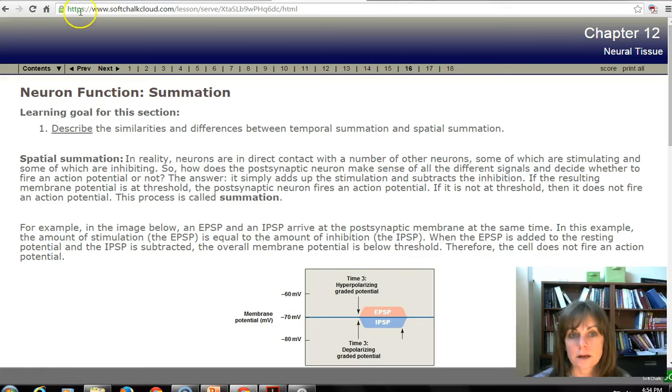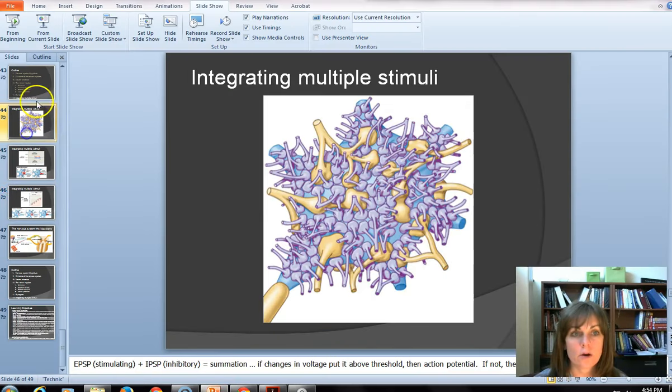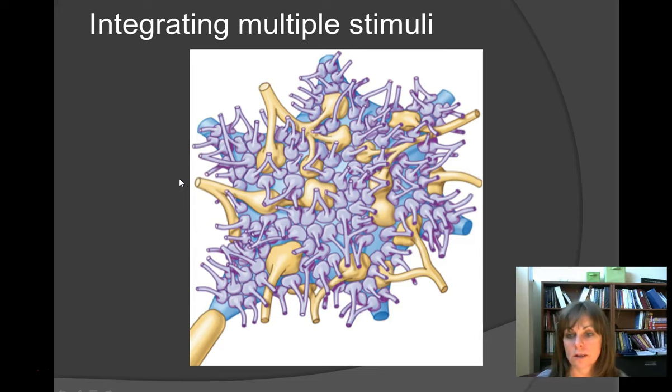Okay, so what I'd like to talk about now is this idea called summation. Just like if you take the word sum, it means adding up things. That's what we're going to be doing here. Let me show you a visual that I hope will help you to understand this a little more clearly.